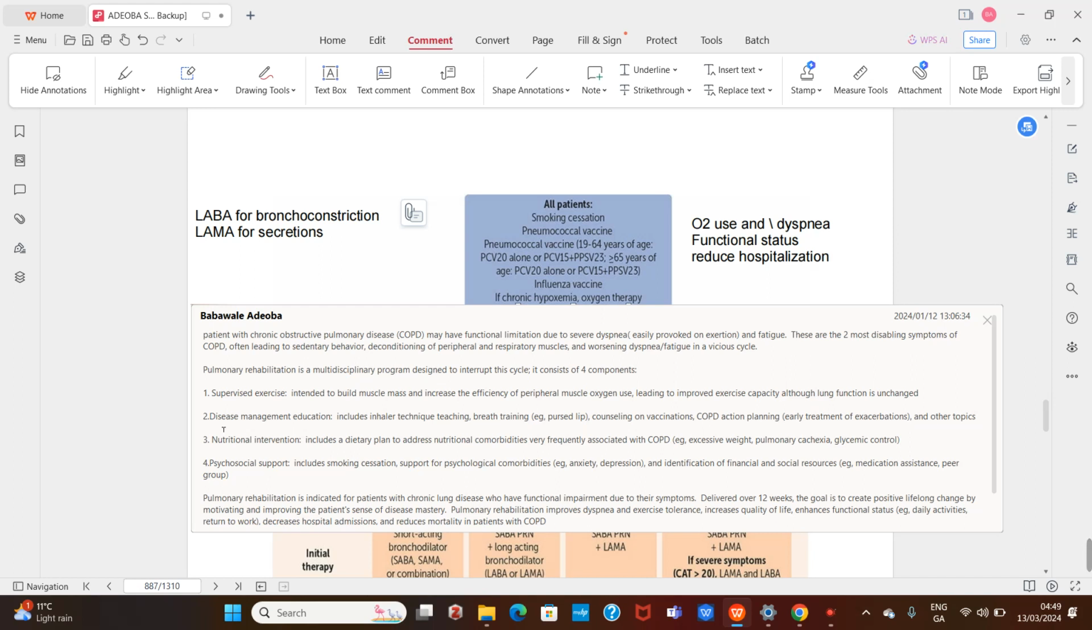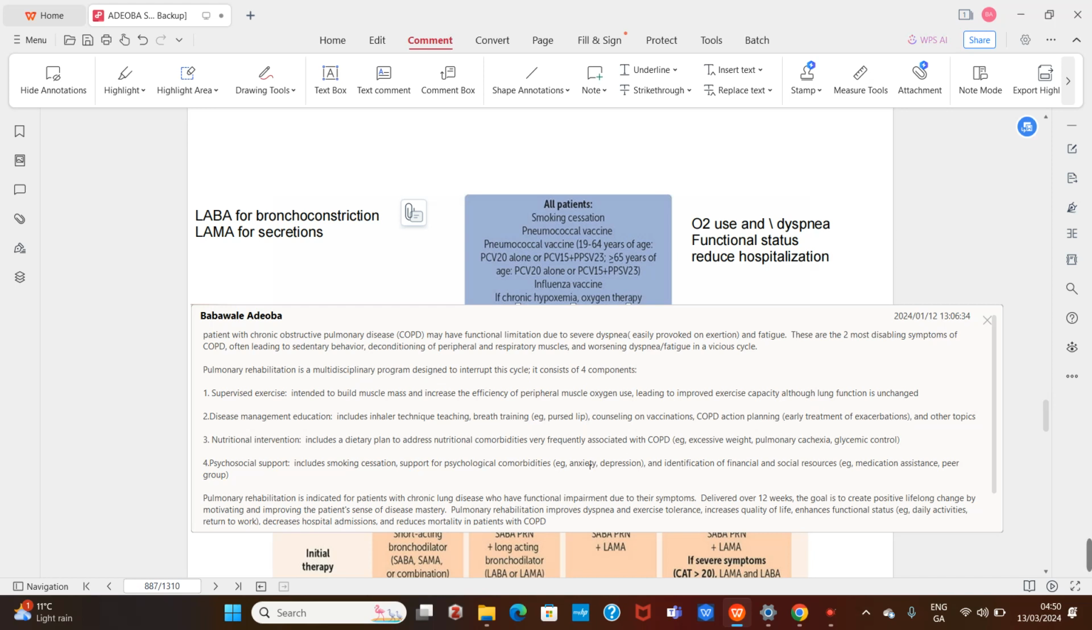They'll be okay. You counsel them on going for their vaccination, the annual vaccine that they take, which is the influenza vaccine. Action planning: anytime they notice any change in symptoms, like coughing or producing excessive sputum, tell them to quickly go to the hospital and see a doctor.